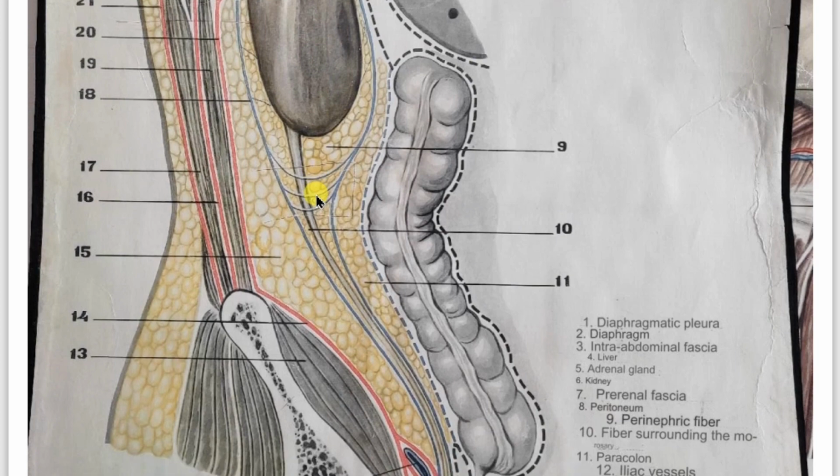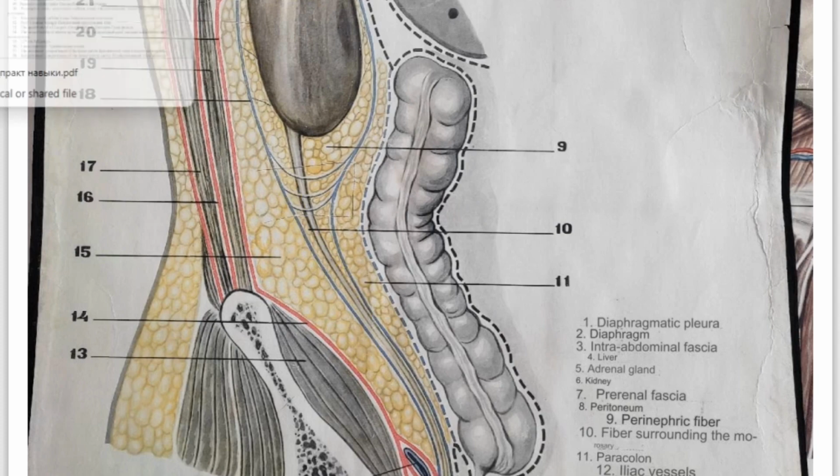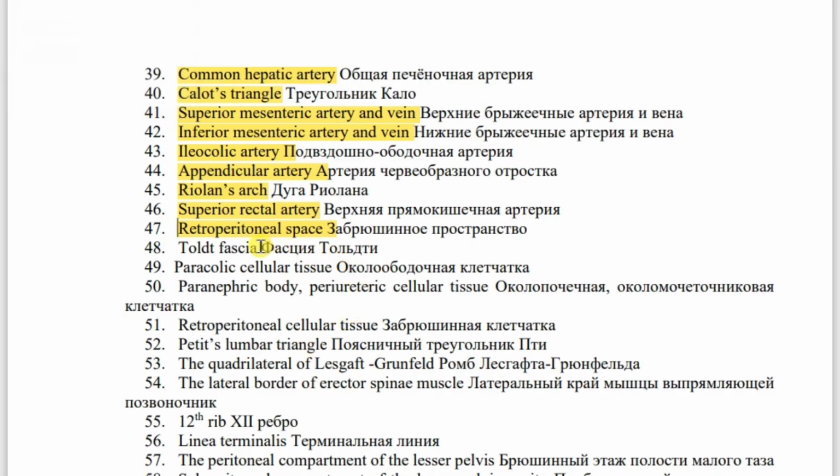So guys, as you can see on the screen, the retroperitoneal space is an anatomical space located behind the abdominal or peritoneal cavity. As you can see here, this is the retroperitoneum. So next we have Toldt's fascia.